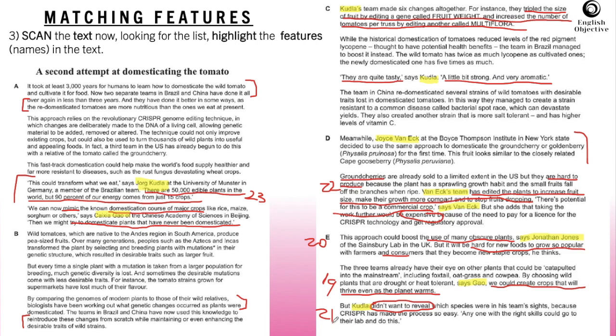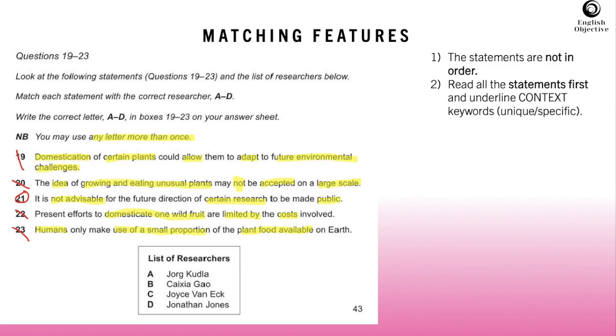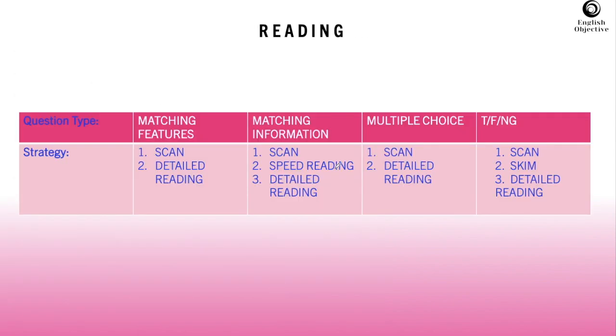Matching features for me is one of the easiest kinds of questions in the reading test. If your scanning techniques and your skimming techniques are spot on, it's one of the tasks that you can do probably in between 5 or 10 minutes, because it's just about finding the right synonyms, the right paraphrasings of the statements around the names that you have as features.